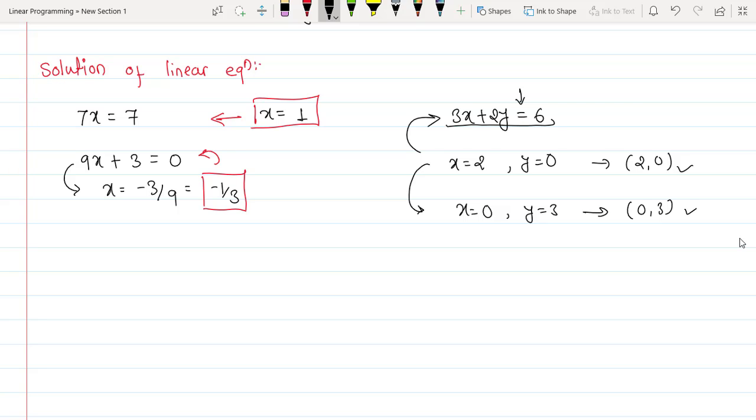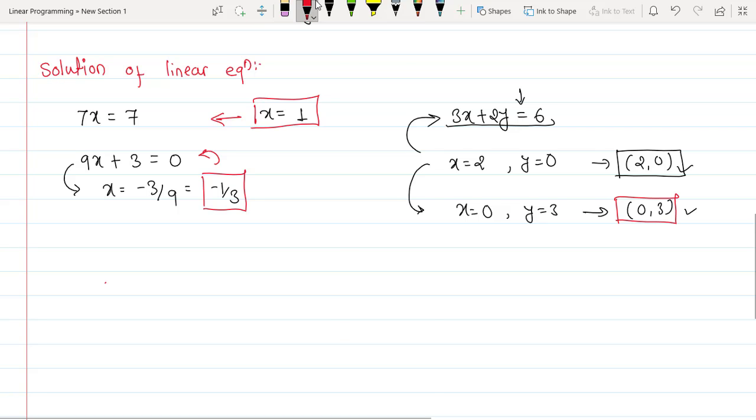Okay, so I hope by this time you have understood what you mean by solution. Solution is nothing but the values of x and y, or the values of the variables, which satisfy the given equation. That's it. That is nothing but the solution of a linear equation. Great. Now coming to the next concept, let's see the inequalities.